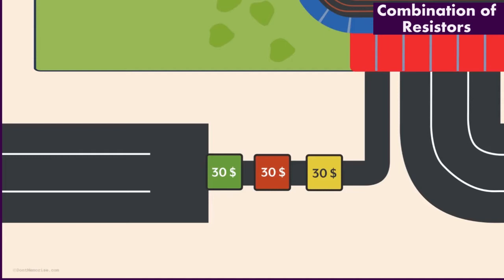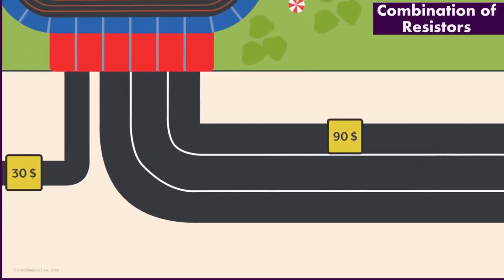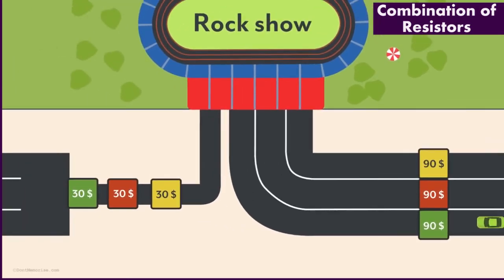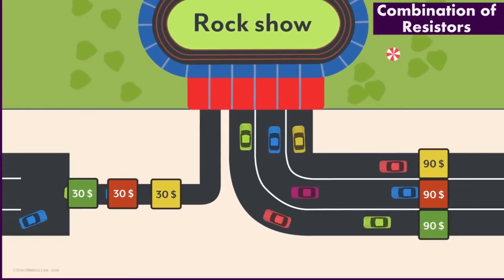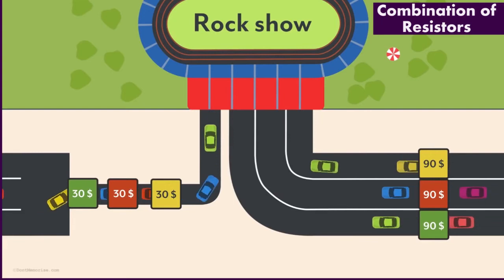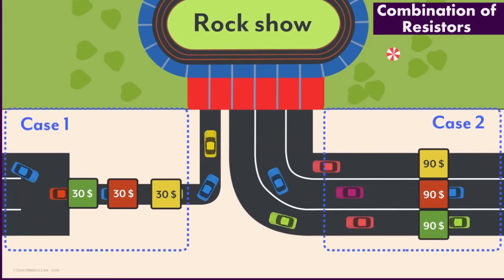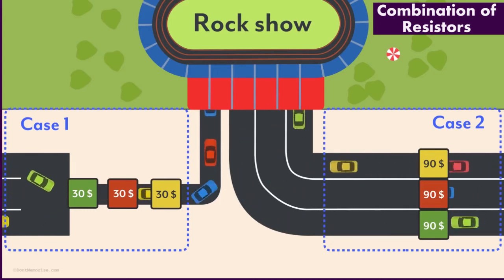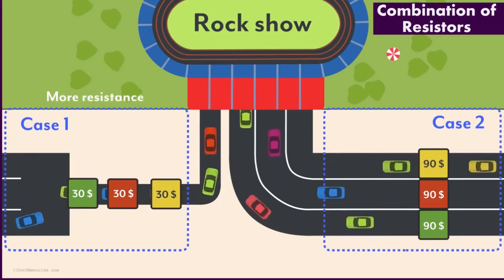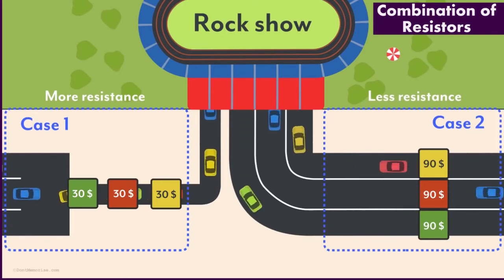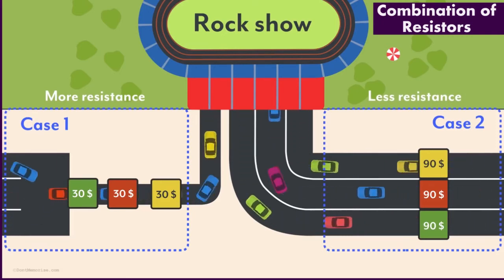Another team member suggested that we could place the counters like this, and each counter will collect $90 from each person. Take a moment and think which counters will be faster. Without a doubt, it is the second case. The flow of people will be faster as there is no bottleneck. The first case offers more resistance.